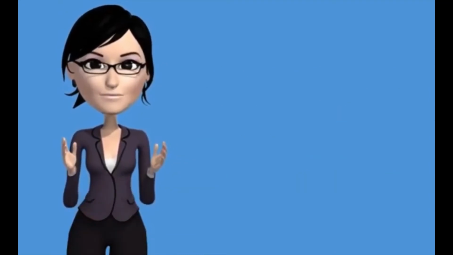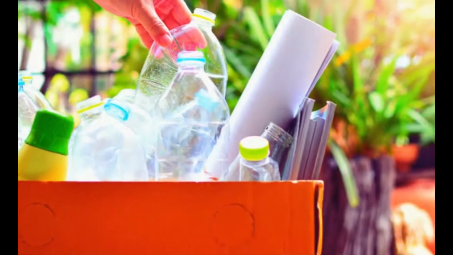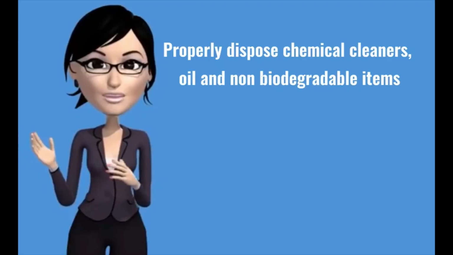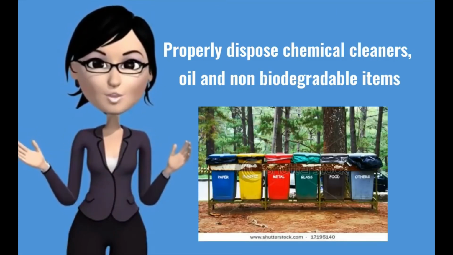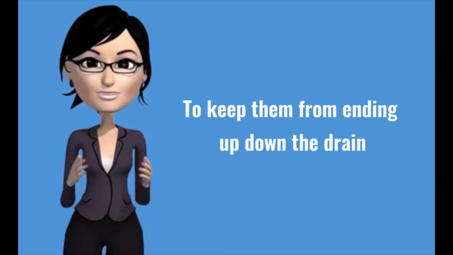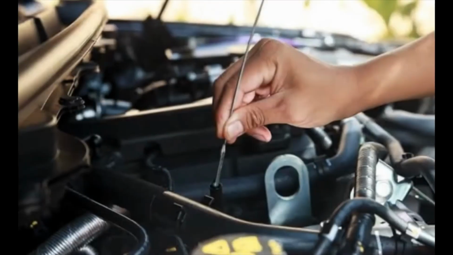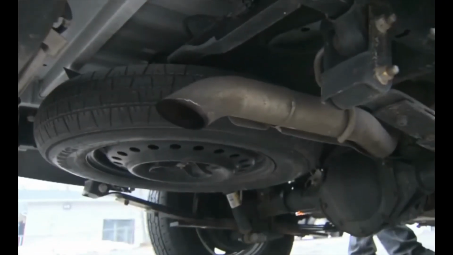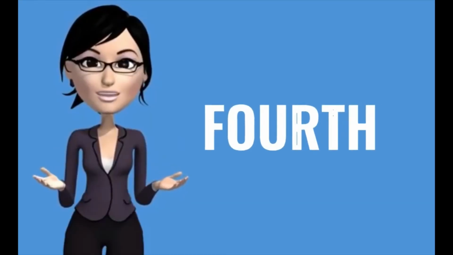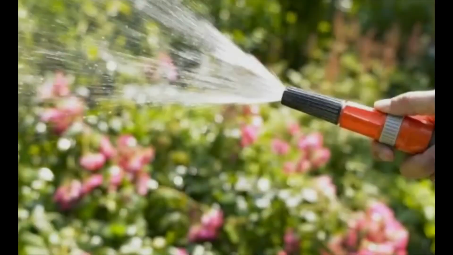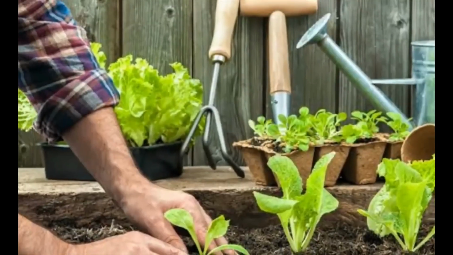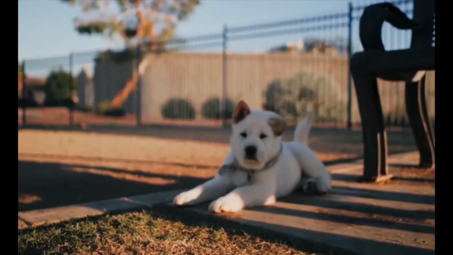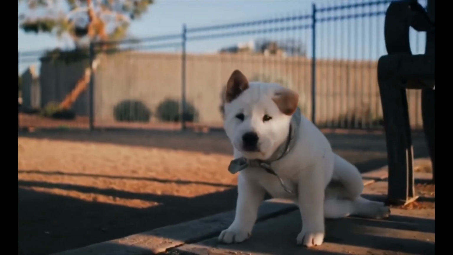First, reduce our plastic consumption and reuse or recycle plastic when we can. Second, properly dispose of chemical cleaners, oil, and non-biodegradable items to keep them from ending up down the drain. Third, maintain your car so it doesn't leak oil, antifreeze, or coolant. Fourth, if you have a yard, consider landscaping that reduces runoff and avoid applying pesticide and herbicide. Sixth, if you have a puppy, be sure to pick up their poops.